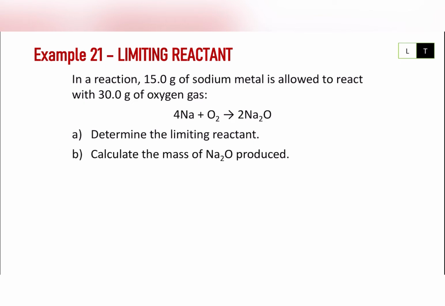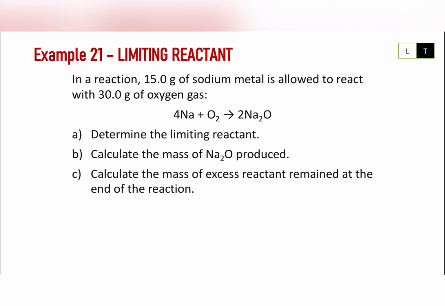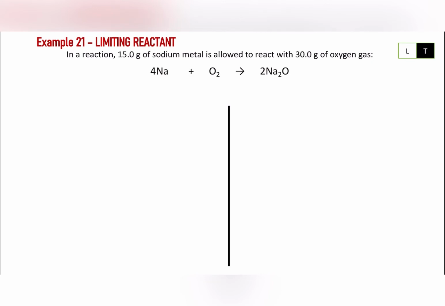Then you have to calculate the mass of your product, Na2O, and last but not least, calculate the mass of excess reactant remain by the end of the reaction. If you realize, the style of question for limiting reactant is usually the same one. The difference is only based on the equation that you have. So I hope you can memorize or understand the technique and the tips that I'm going to share with you based on this video. Let's go to the solution for this question A, where you have your equation.